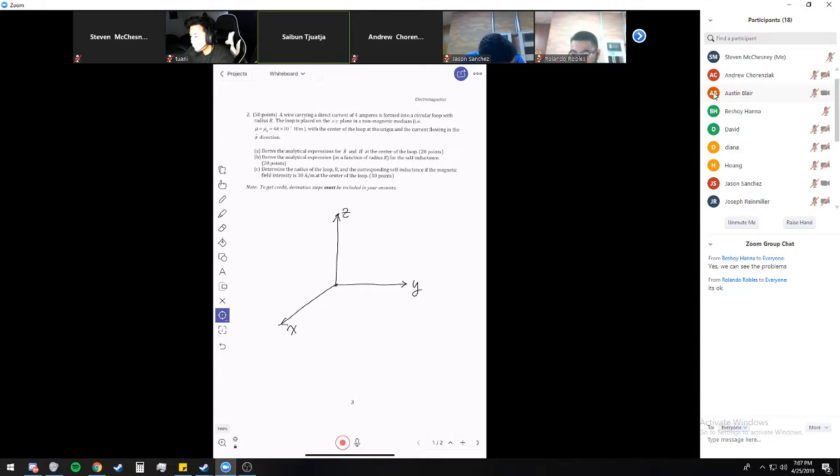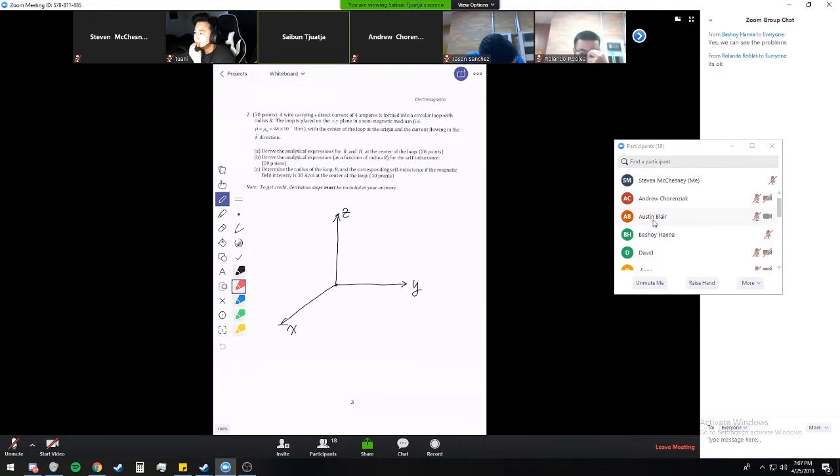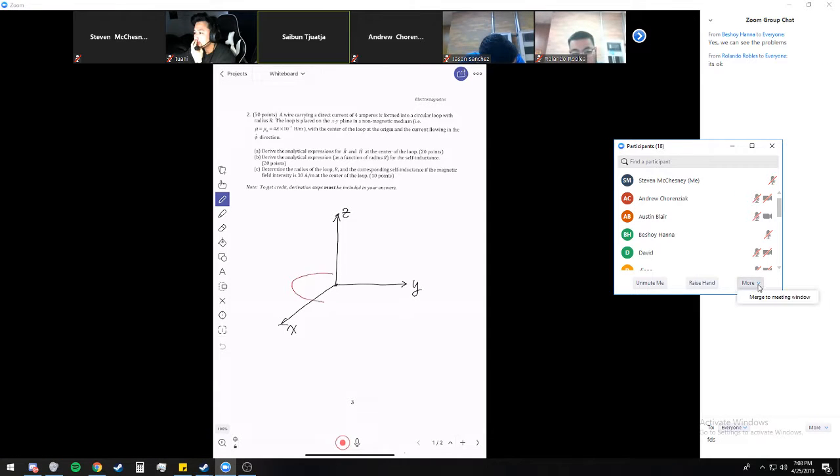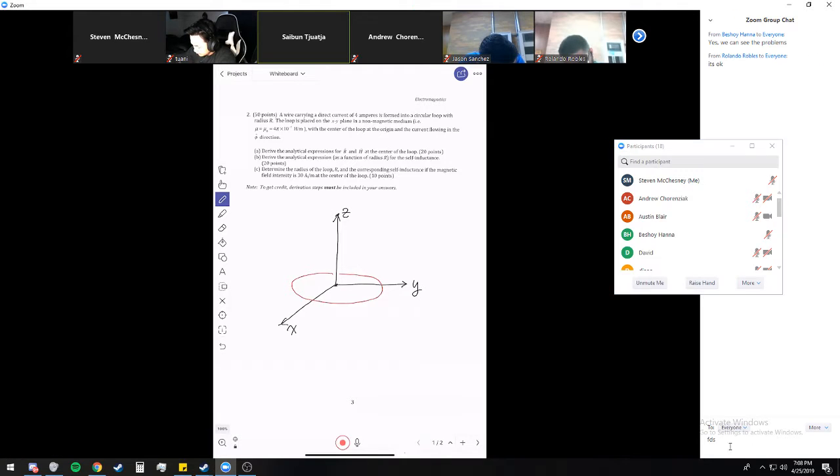So now where is the wire? Let me use a different color. The wire is actually on the XY plane. So if I draw it on the XY plane, it'll be somewhere like this, right? Okay, it's on the XY plane. And how much current is flowing here? The current I is equal to 4 amps, and it's flowing in the phi direction.